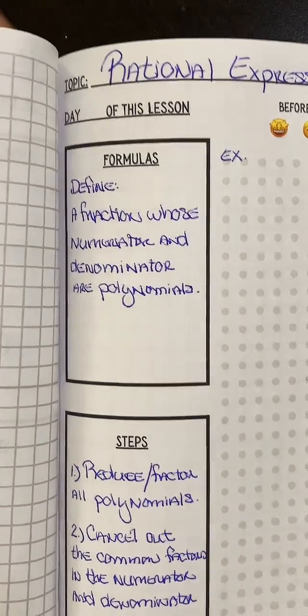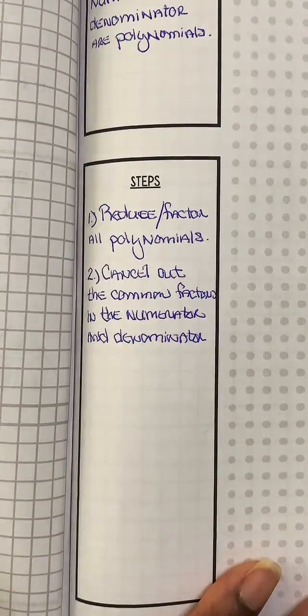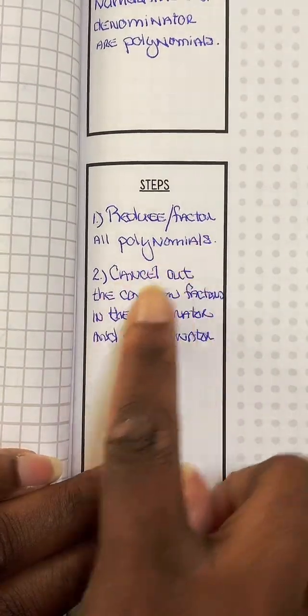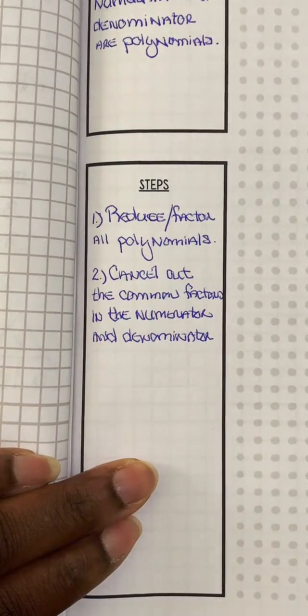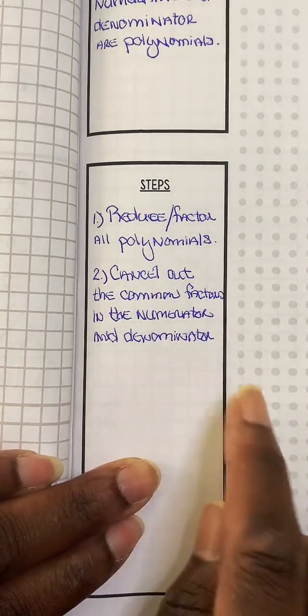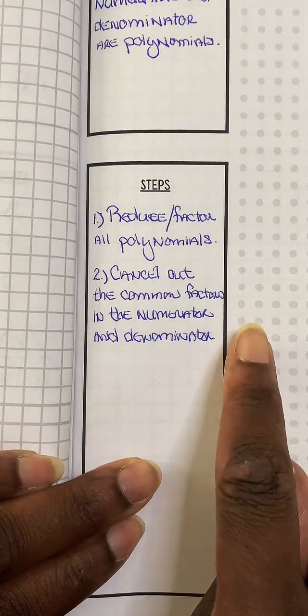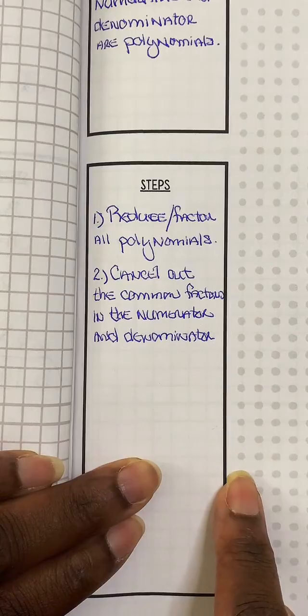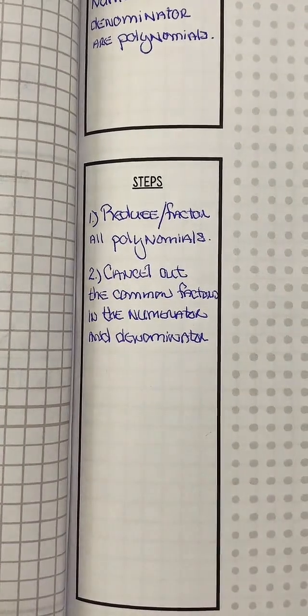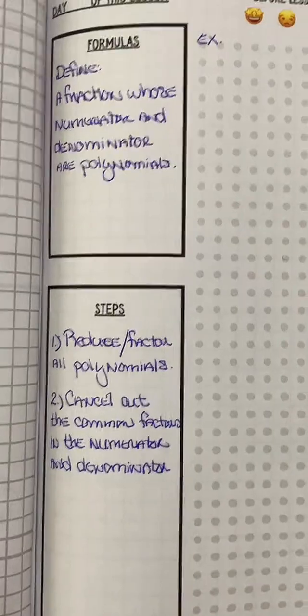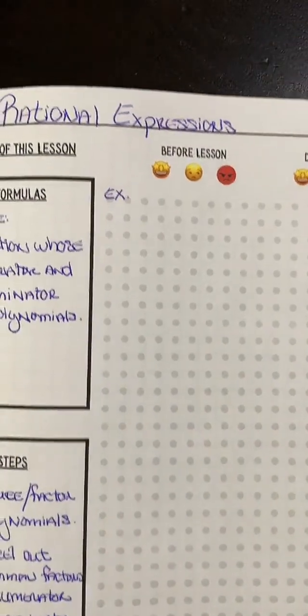So nice and easy steps, nothing too crazy. First we need to reduce or factor all the polynomials, and then we're going to cancel out what the common factors are that are happening in the numerator and in the denominator. So let's get started. Let's get nice and easy with it.